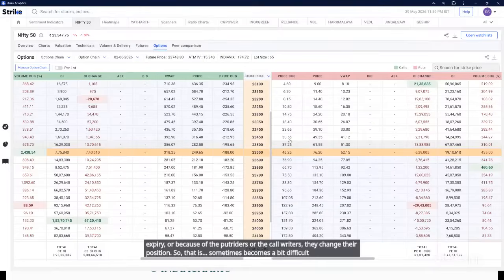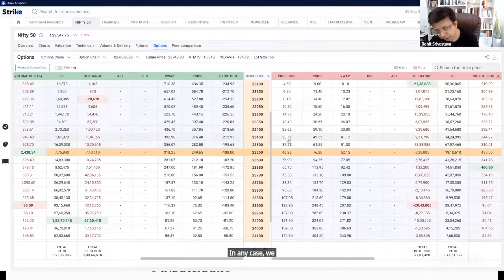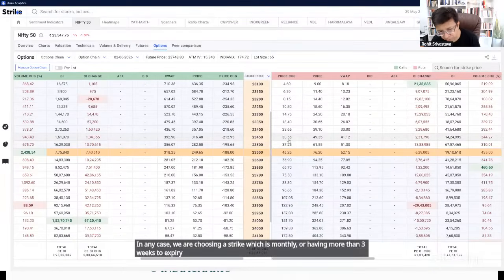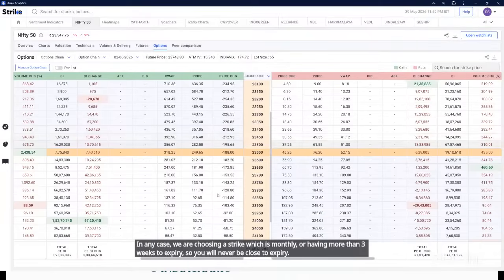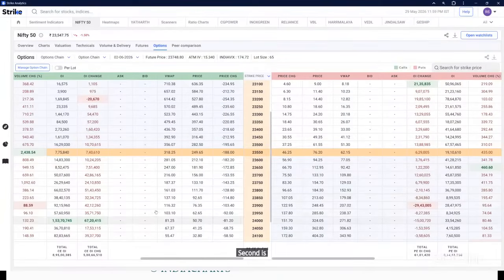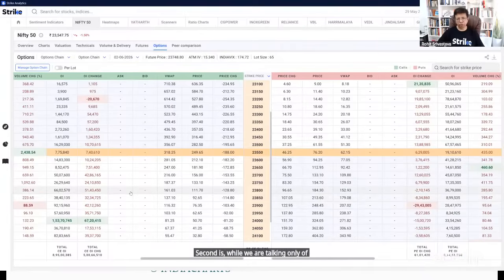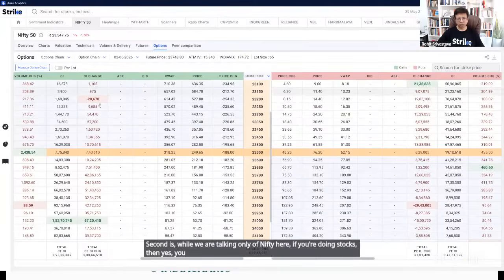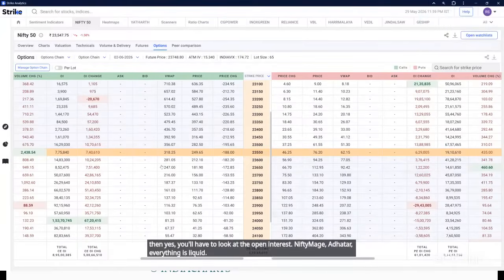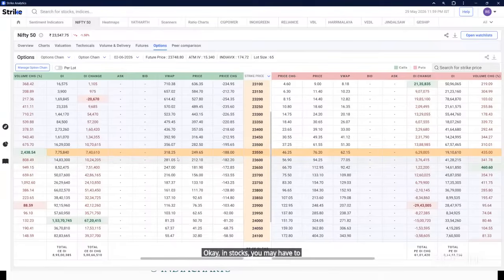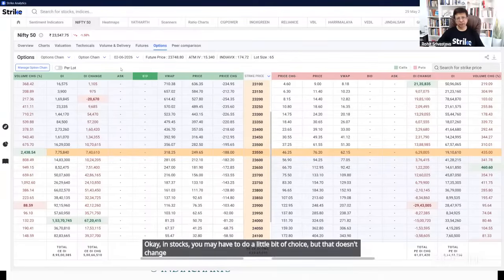In any case, we are choosing a strike which is monthly or having more than 3 weeks to expiry. So you will never be close to expiry. Second is, while we are talking only of Nifty here, if you're doing stocks, then yes, you'll have to look at the open interest. Nifty mein zyadatar everything is liquid. In stocks, you may have to do a little bit of choice, but that doesn't change delta. So delta is the most important thing.